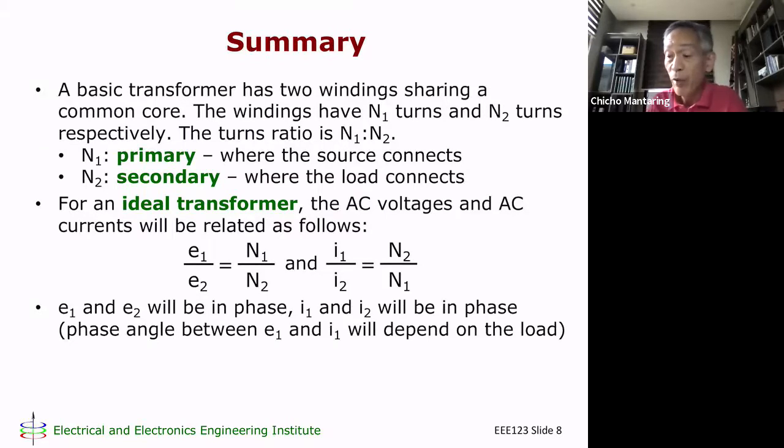E1, E2, I1, and I2 are general AC voltages and currents. So they can be the RMS value, they can be the time domain function, or they can be the phasor value. Now, E1 and E2 will be in phase. Note that the ratio of E1 to E2 is a real number, because N1 over N2 is a real number, and therefore, E1 and E2 will be in phase. Same thing with I1 and I2. I1 and I2 will be in phase. However, E1 and I1 are not necessarily in phase. E2 and I2 are not necessarily in phase.